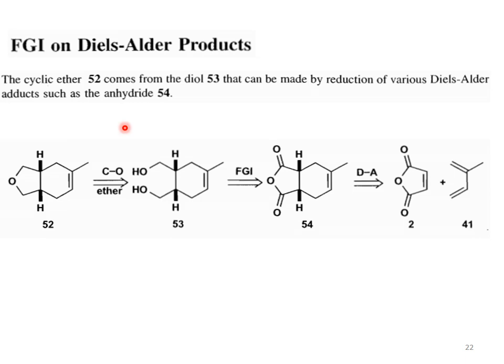See the cyclic ether 52 that comes from the diol 53, the cleavage of the carbon oxygen bond. If this bond and this bond are broken, then it gives us the diol. Either this bond or this bond is broken, then this is the diol. So we can say the ether can be formed from the diol, and the diol upon functional group interconversion is converted to the anhydride.